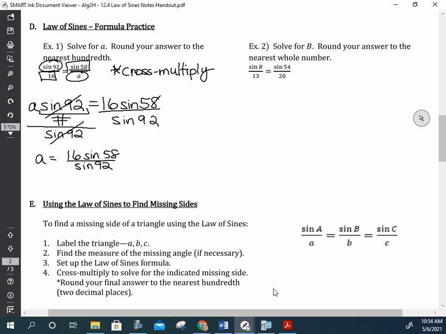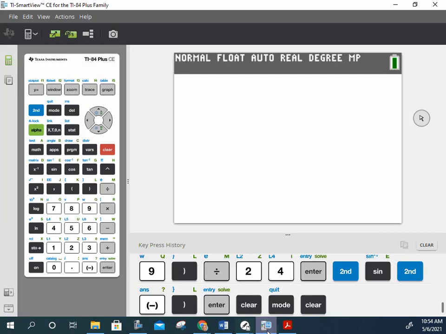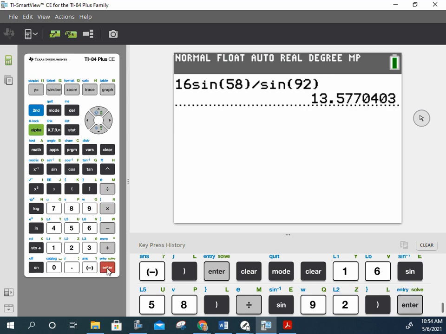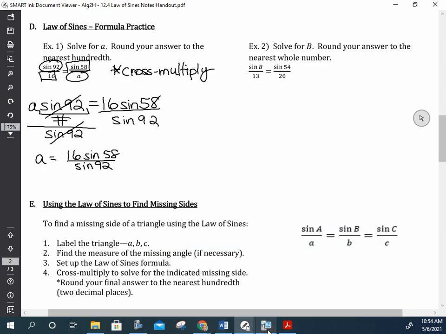So we got 16 sine 58 over sine 92. 16 sine 58, close the parentheses, divided by sine 92. So we have 13.577. The problem told us to round to the nearest hundredth, so 13.58. That's it. That's all the problem.